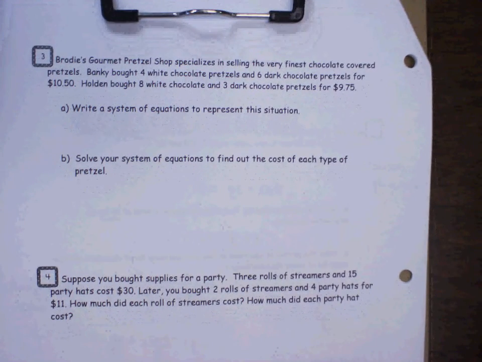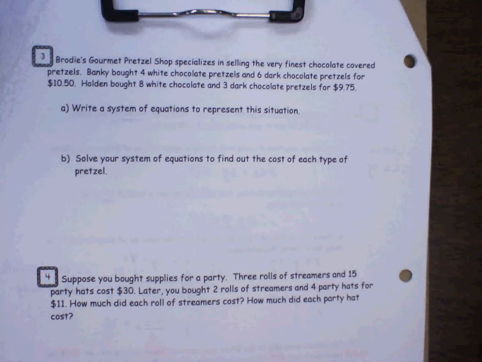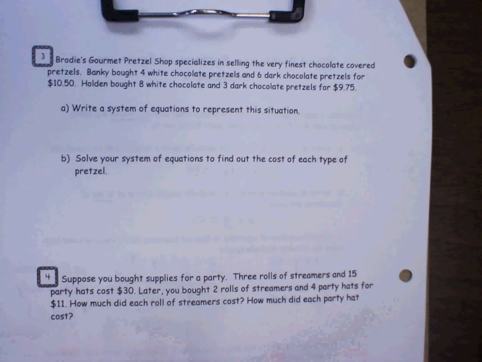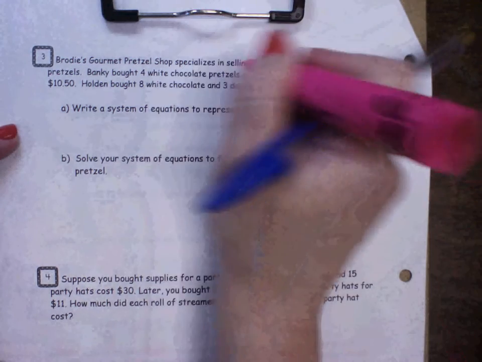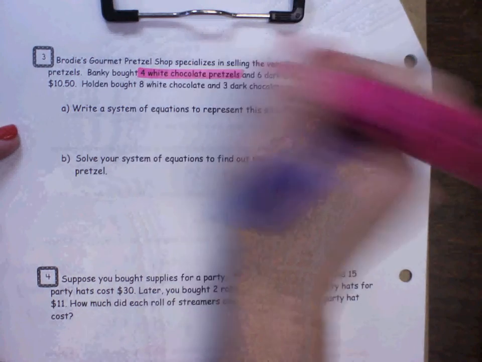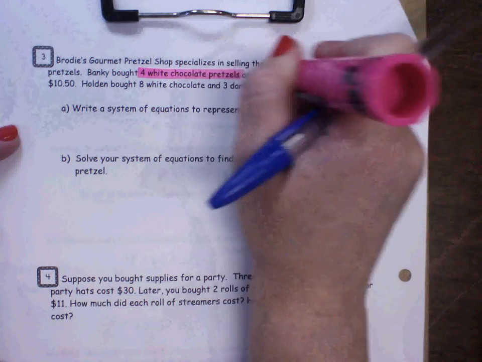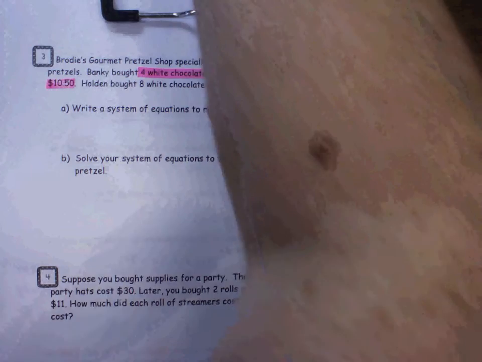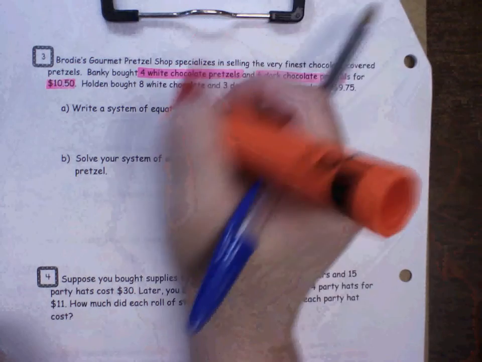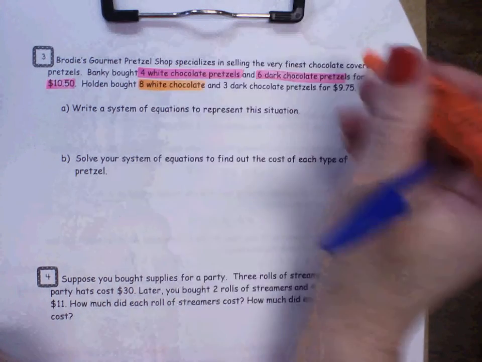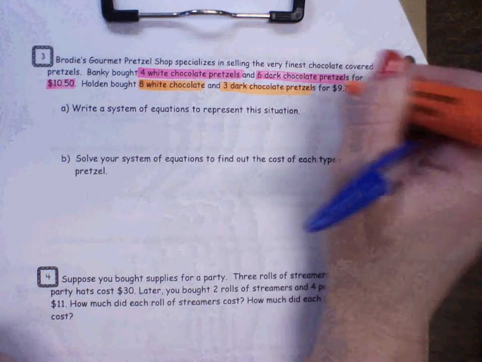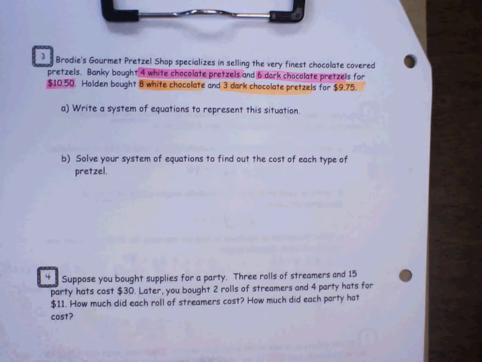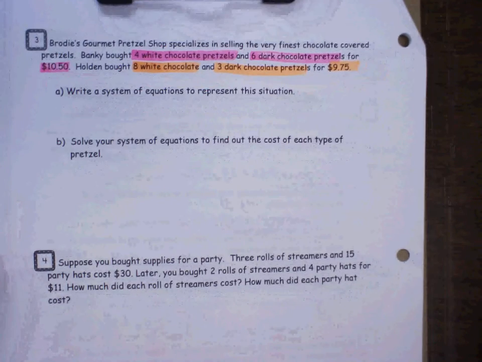All right. Brody's Gourmet Pretzel Shop specializes in selling the very finest chocolate-covered pretzels. Banky bought 4 white chocolate pretzels and 6 dark chocolate pretzels for $10.50. Holden bought 8 white chocolate and 3 dark chocolate pretzels for $9.75. Write a system of equations to represent this situation.